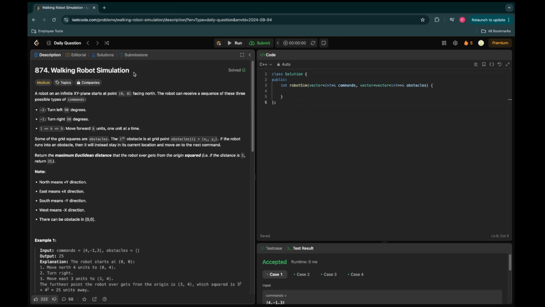Today we will be solving today's Leetcode daily challenge, which is walking robot simulation. So let's see what this question is and how we can solve it.